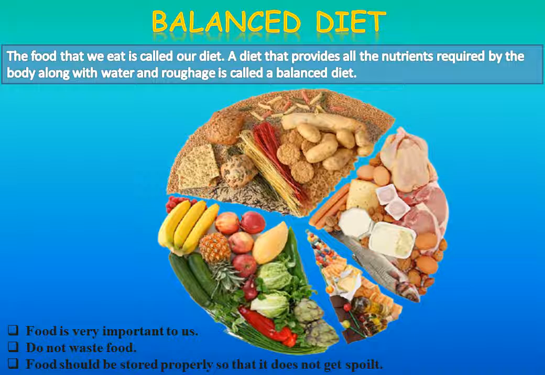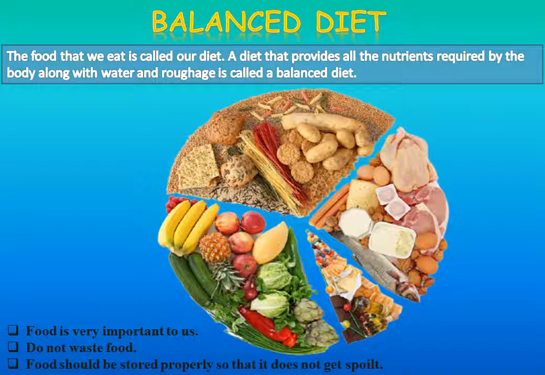Let's see what is the meaning of diet. The food that we eat. That's the simple definition for a diet. The food that we eat is called our diet. A diet that provides all the nutrients required by the body along with water and roughage is called a balanced diet. Read the sentence once again. A diet that provides all the nutrients required by the body along with water and roughage is called a balanced diet. That is the conclusion.